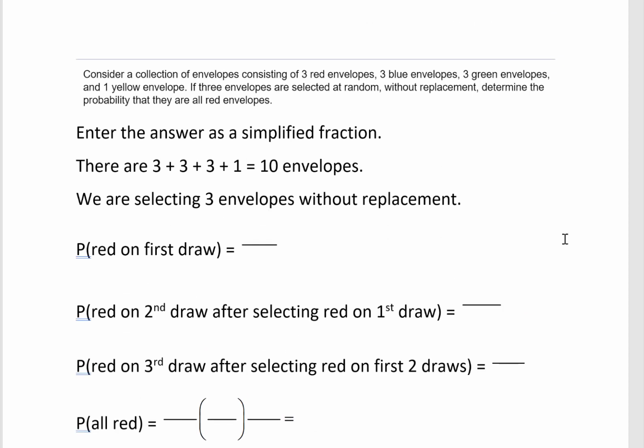Consider a collection of envelopes consisting of 3 red, 3 blue, 3 green, and 1 yellow. If 3 envelopes are selected at random without replacement, determine the probability they are all red. Enter the answer as a simplified fraction. So we need the total number of envelopes, and that's going to be 10. And we're going to select 3 without replacement.